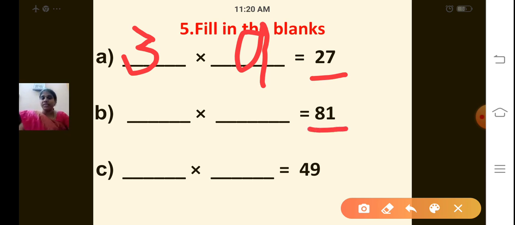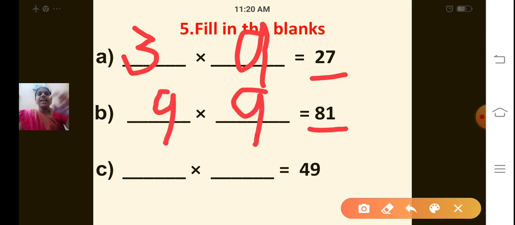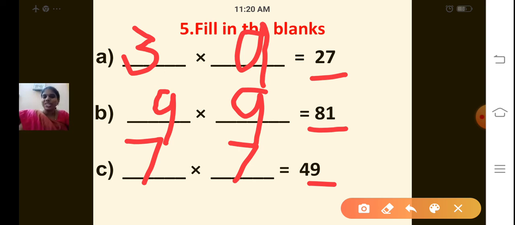And 81. 9 9s are 81. You all know 9 tables, right? 9 9s are 81. And 49. In which table will you get 49? Think and tell me the answer. Yes, 7. 7 7s are 49. So 3 9s are 27, 9 into 9 is 81, and 7 into 7 is 49.